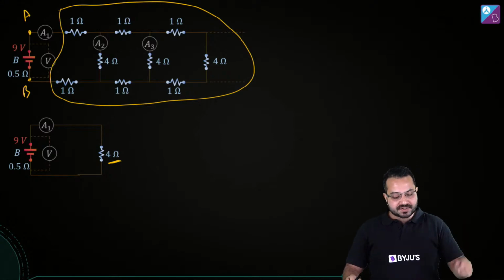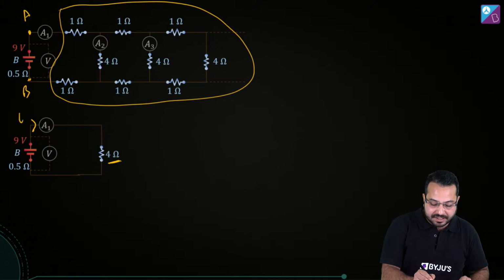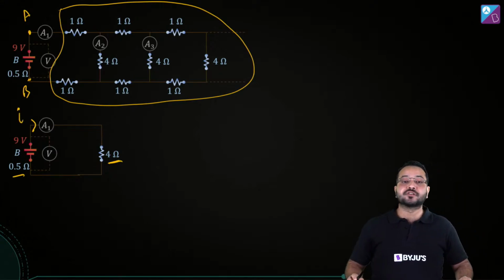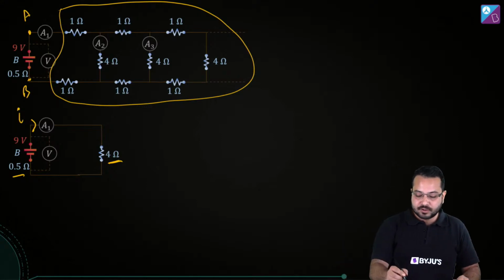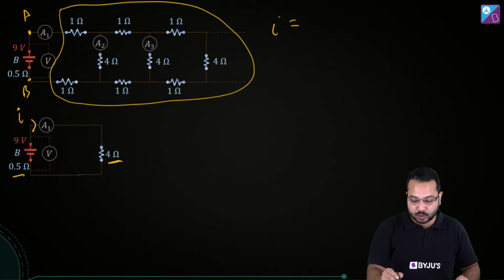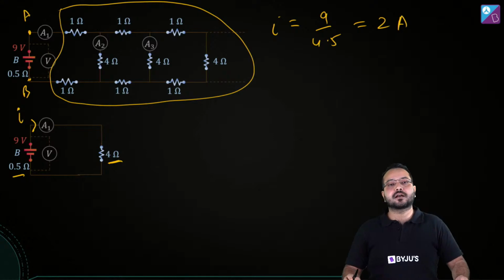Now what is the current going over here? Can we find out the current? Very simple. Now this 4 ohm and this 0.5 ohm are going to be in series. So the current which is going to go through ammeter A1 is going to be 9 divided by 4.5. That is 2 ampere. Is that correct? So we have found out what the current is.